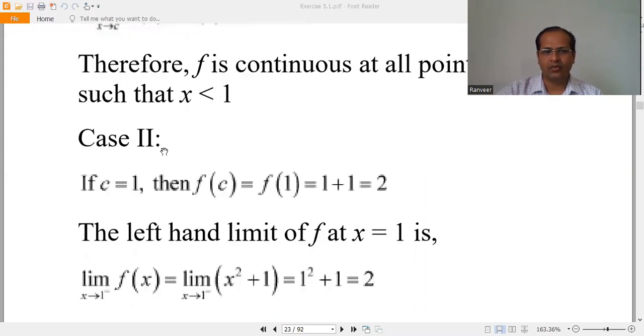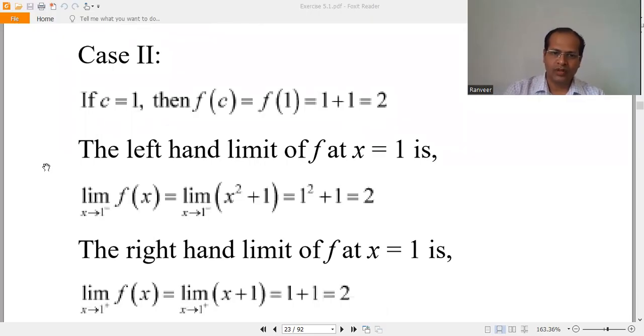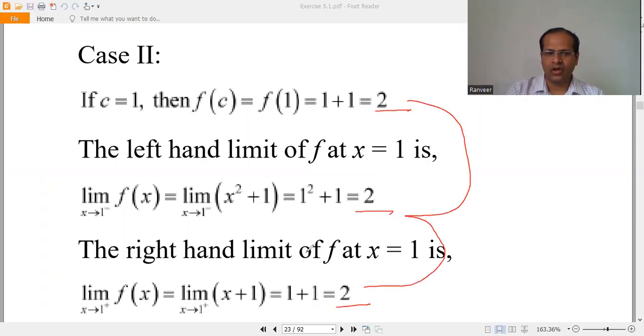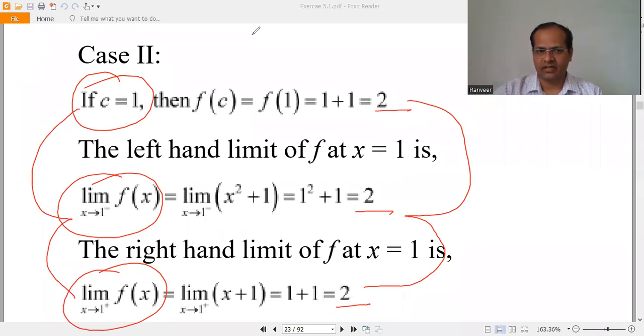Similarly, case number 2, at the particular point 2, we already found that the value of the function is first 2, after that again 2, and again 2. So all the function values, this is left hand, this is right hand, and at the given point all the values are the same. That's why the given function is continuous.